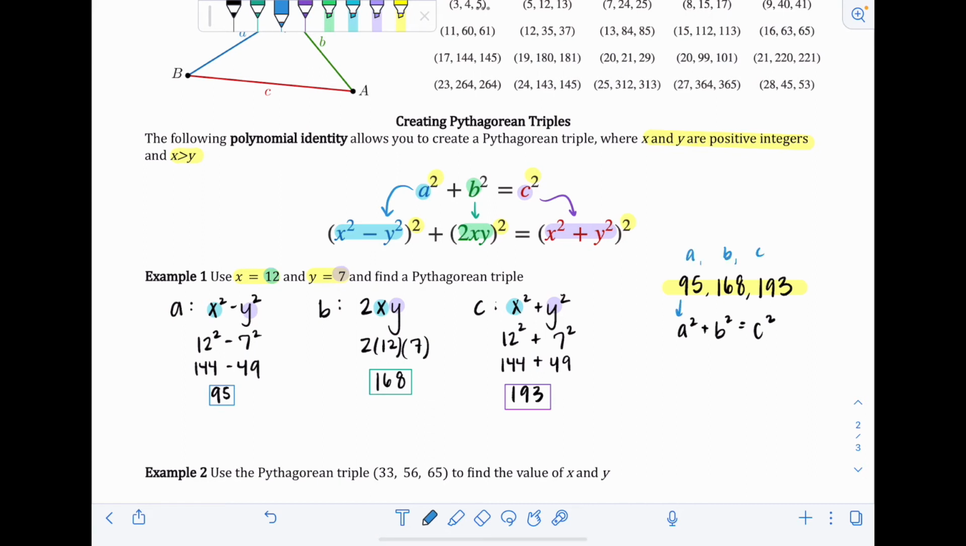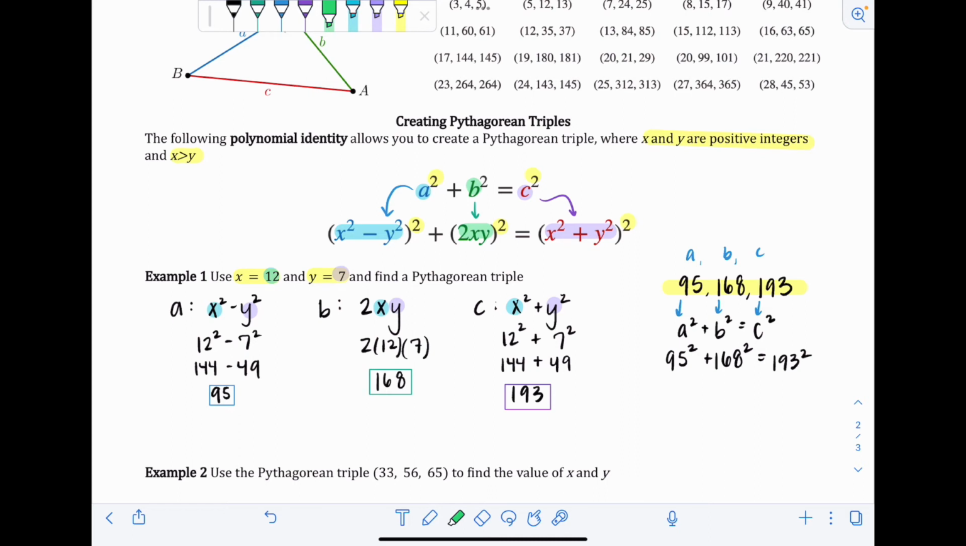So 95 is going to go in for a. So if we put 95 in for a, it'll become 95 squared. And then 168 will go in for b, so 168 squared. And then 193 will go in for c, so it'll be 193 squared. Notice the squared parts stay each time. It's just a part of the formula, and we're just substituting in a, b, and c. And then now we just want to simplify and see if the left side equals the right side.